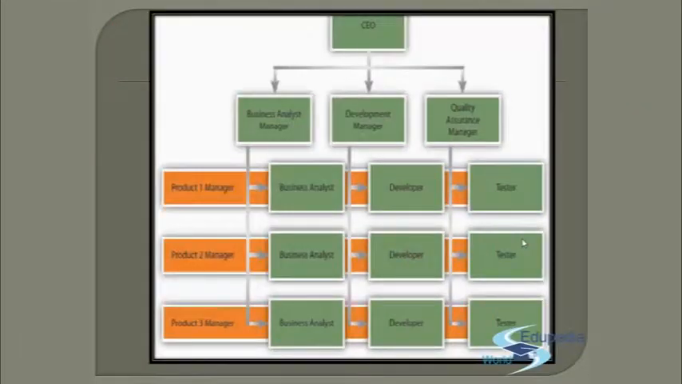The matrix structure is used in many information technology companies engaged in software development. See the example of a matrix structure for an IT company presented here. Now, as you can see in this example of a matrix structure at a software development company, business analysts, developers, and testers each report to a functional department manager and to a project manager simultaneously. Now let's see another example here.